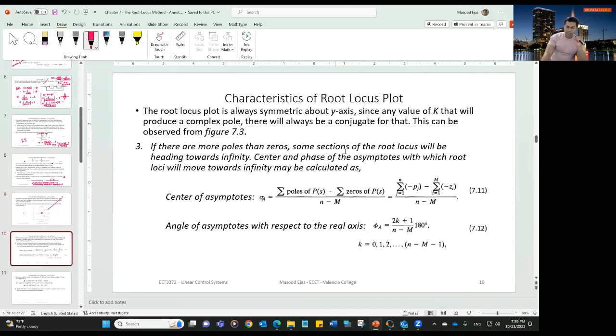If there are more poles than zeros, some sections of the root locus will be heading towards infinity, as we discussed. The center and angles of the asymptotes along which the root loci move towards infinity may be calculated. The center of the asymptotes is the sum of the poles of P(s) minus the sum of the zeros of P(s), divided by n minus m. The angle with which those root loci head towards infinity is the angle of the asymptotes: (2k plus 1) over (n minus m) times 180 degrees. Again, I'm not asking you to do that, but this is one of the rules.